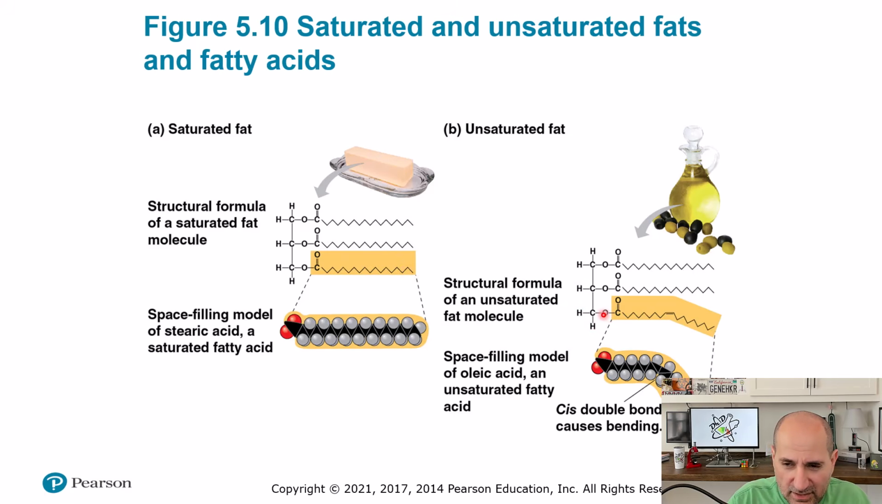Let's look at an unsaturated fat now. An unsaturated fat has at least one double bond in a fatty acid tail. An unsaturated fat tends to be liquid at room temperature, like oil. An unsaturated fat is from plant or fish products. And an unsaturated fat has fewer hydrogens than a similar saturated fat.